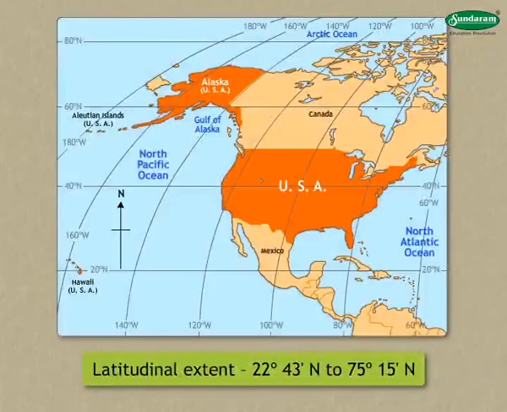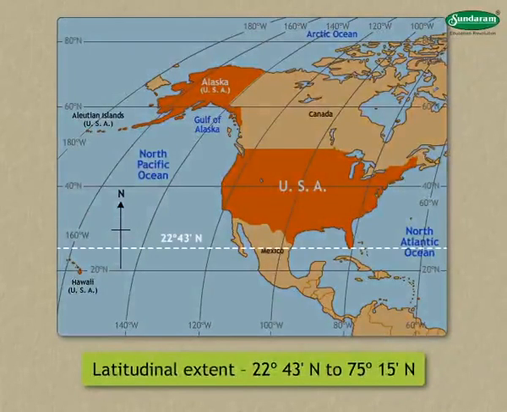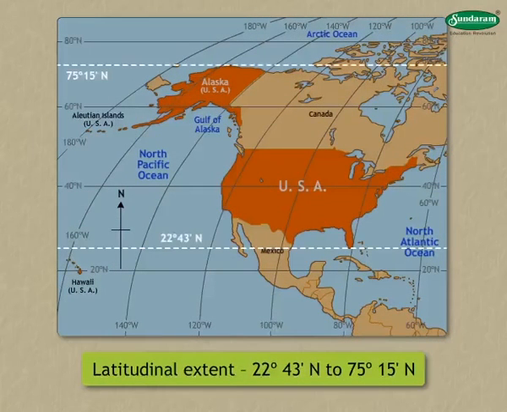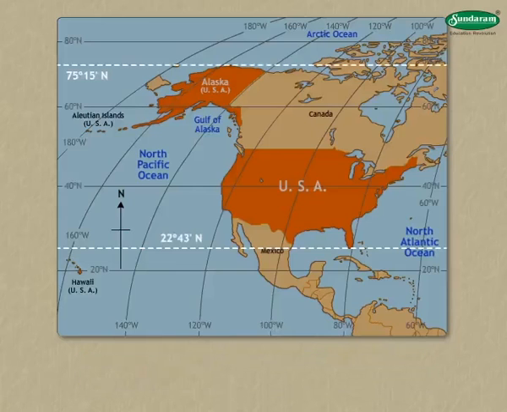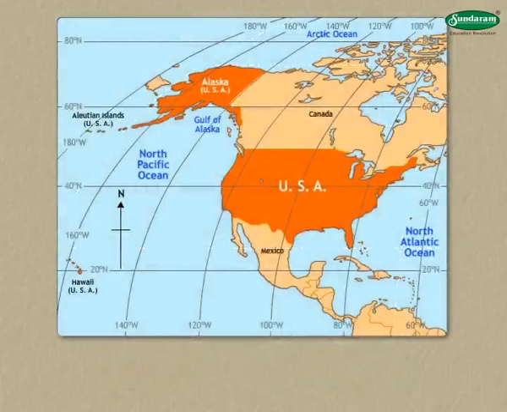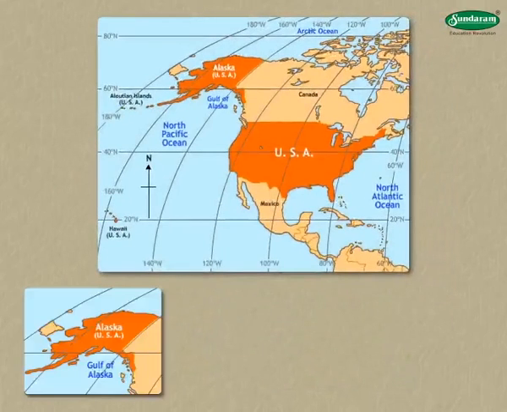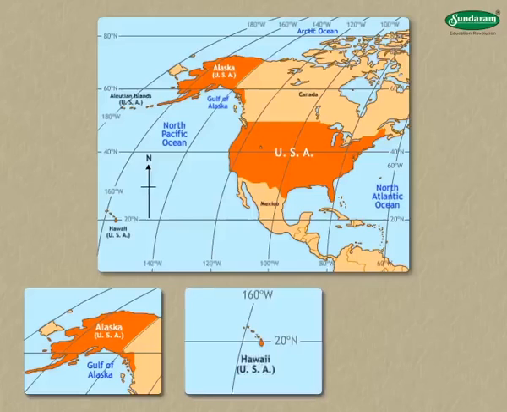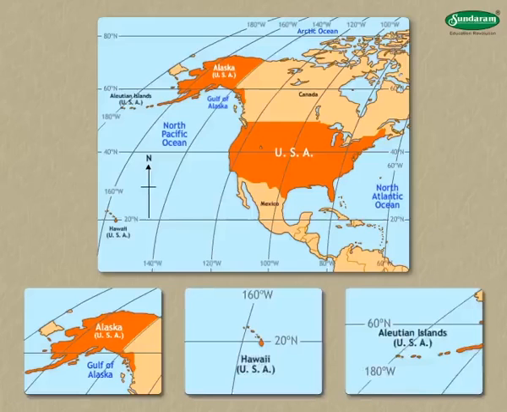The latitudinal extent of mainland United States of America, that is USA, is from 22 degrees 43 minutes north to 75 degrees 15 minutes north. In terms of longitude, it spreads between 66 degrees 57 minutes west and 167 degrees 45 minutes west. Besides the mainland, the United States includes Alaska, located in the northern part of North America, and the Hawaiian Islands and Aleutian Islands in the Pacific Ocean.